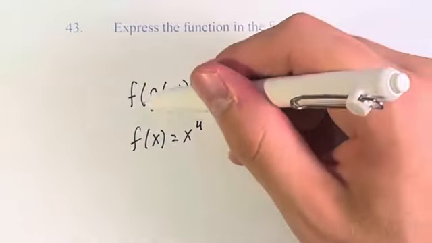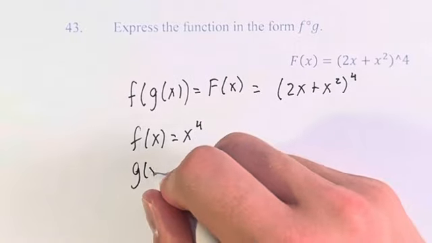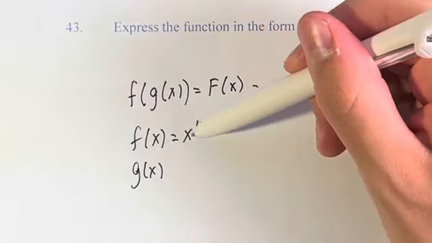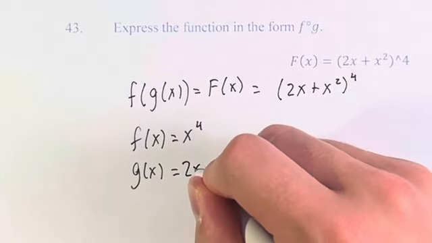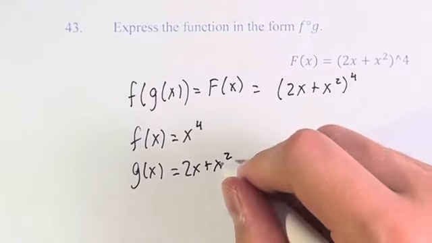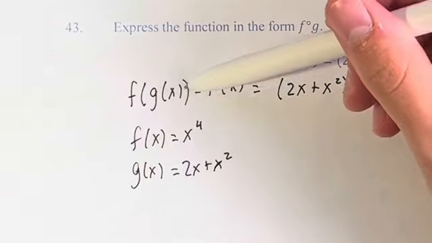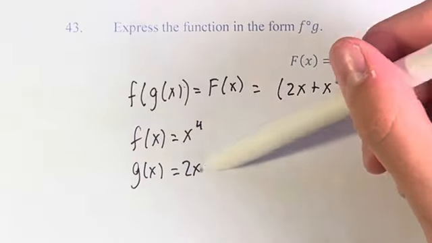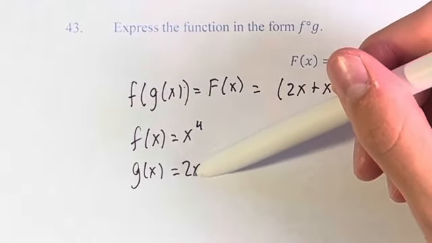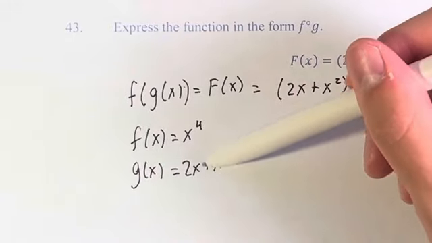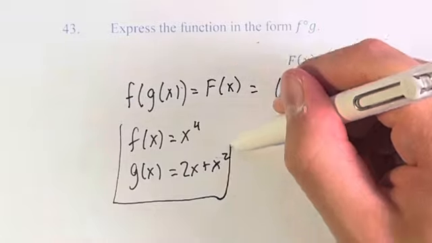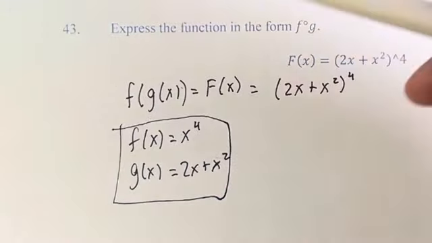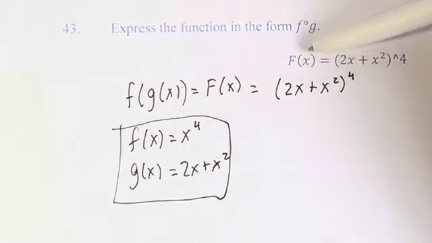And then g of x, our function inside, is just whatever is inside of the fourth power in the original function, which is 2x plus x squared. So then when we do f of g of x, we're doing f of 2x plus x squared, which just means that we're raising this to the fourth power. Therefore, this is our f and g for f of g of x to be equal to capital F of x.